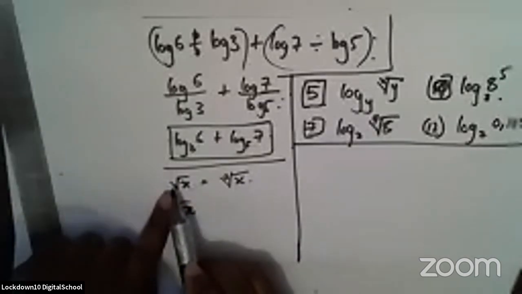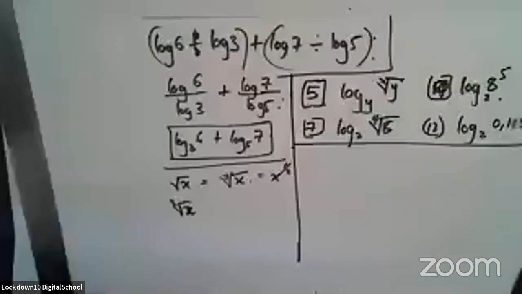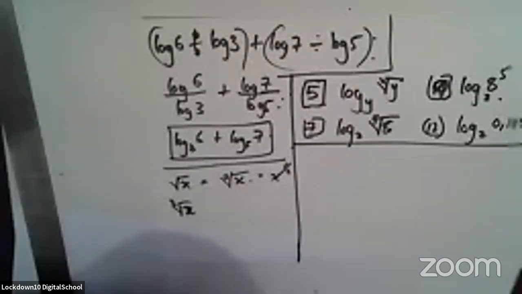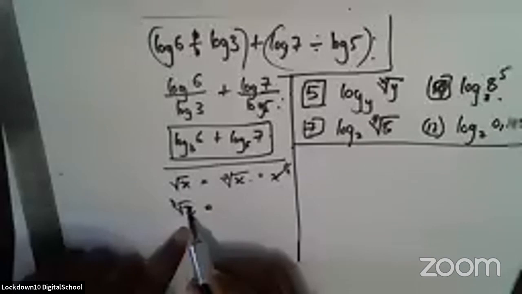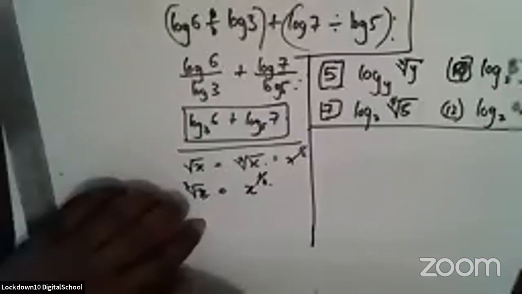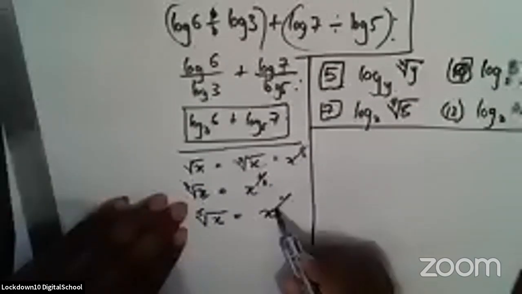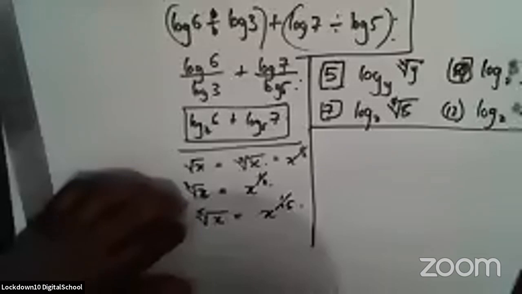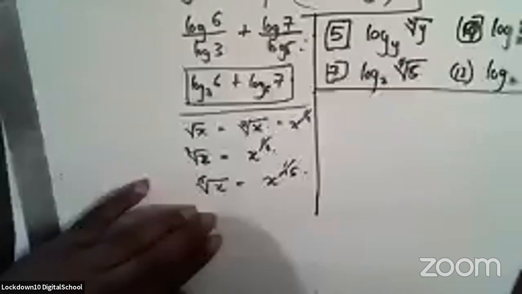But in this, if it's not x squared, this is x to the power half. Right? That's x to the power what? X to the power half. So it means if I have the cube root of x, this is x to the power 1 over 3. If I have the 15th root of x, this is x to the power 1 over 15.